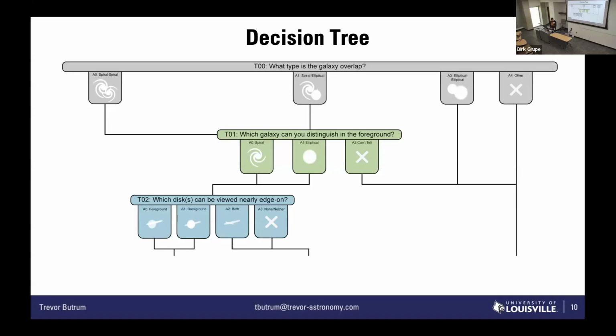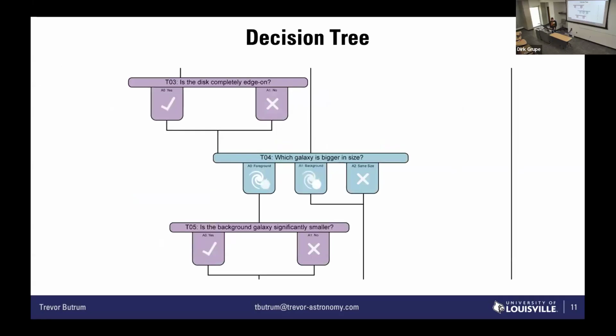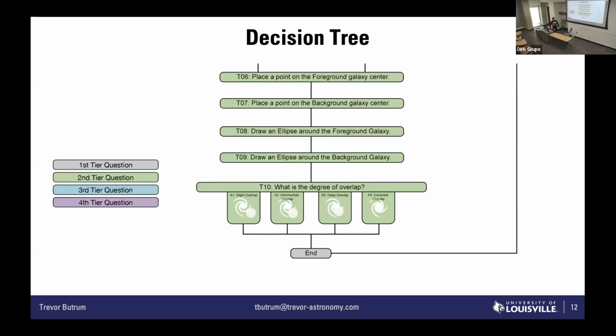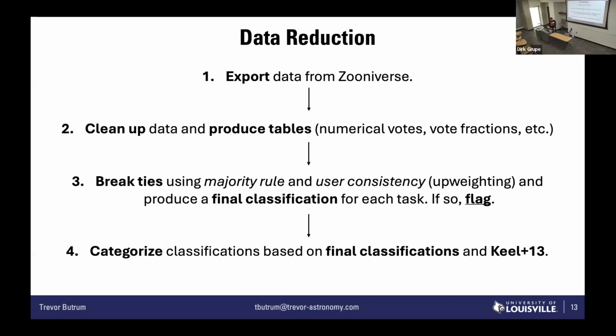Then I went through which you can distinguish in the foreground, which disk can be viewed nearly edge-on. Is the disk completely edge-on? Which galaxy is bigger in size? Is the background galaxy significantly smaller? And then I also had the annotations as well, and also what the degree of overlap is. So these are the questions I showed to the volunteers, and this is what they used to classify. Again, I will discuss some of the limitations with this later.